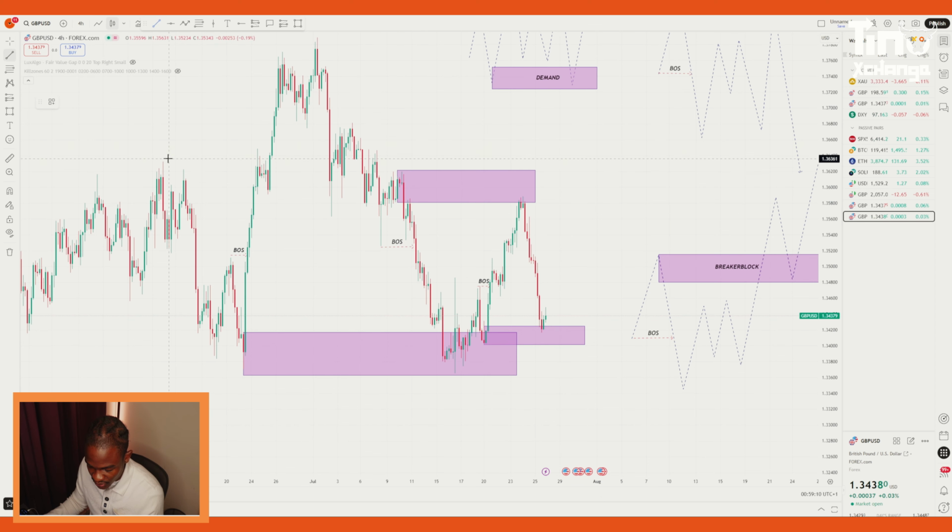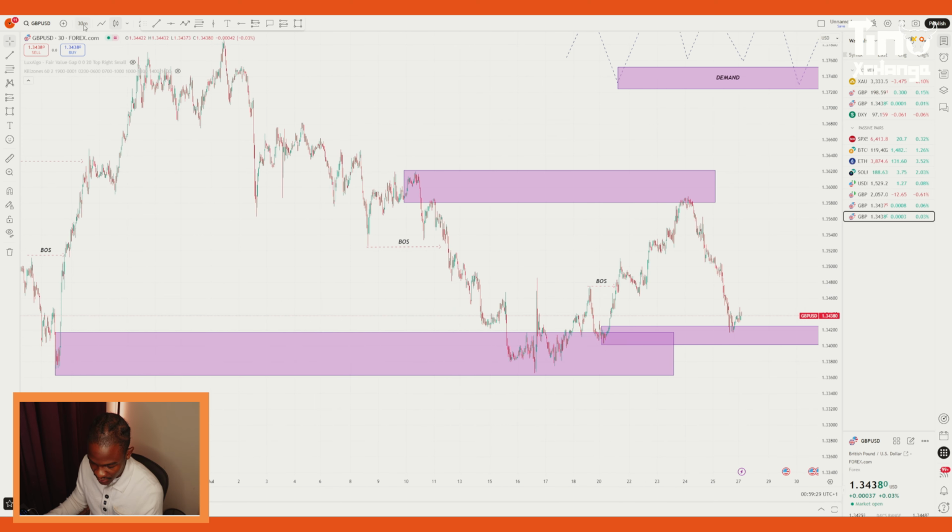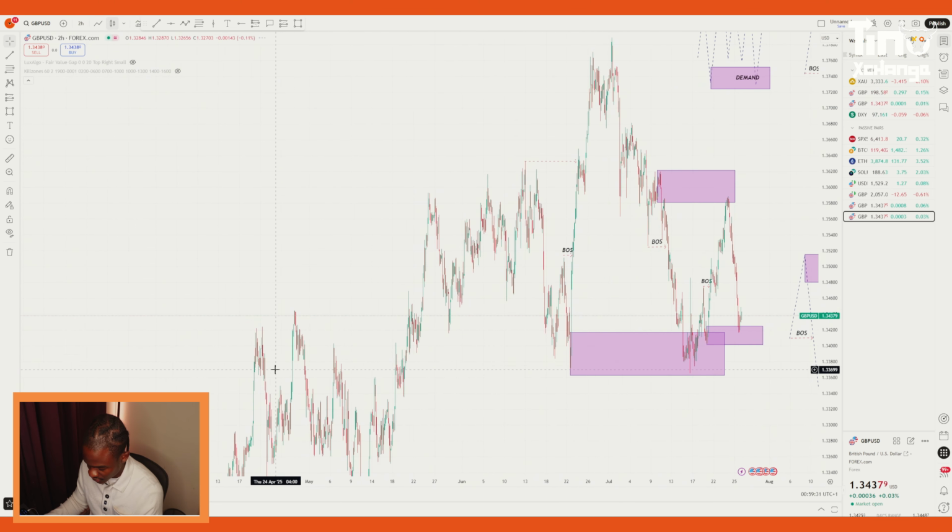This is a major break of structure from the 4-hour. So price broke structure to the upside, came back to our order block, gave us a break of the candle, and is going back up. So if I go down into the smaller time frames just to see how this looks more clearly, oh, 30 minutes is too far down.